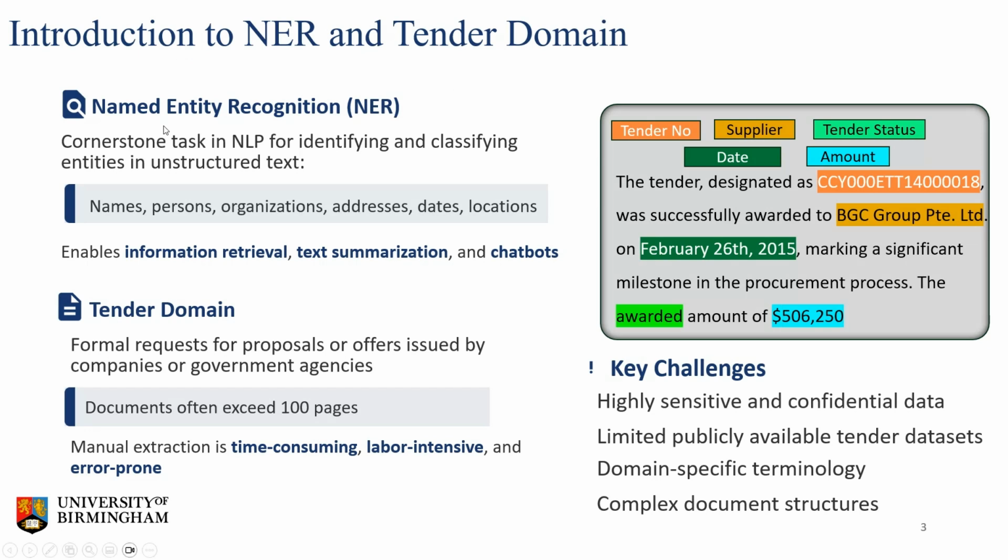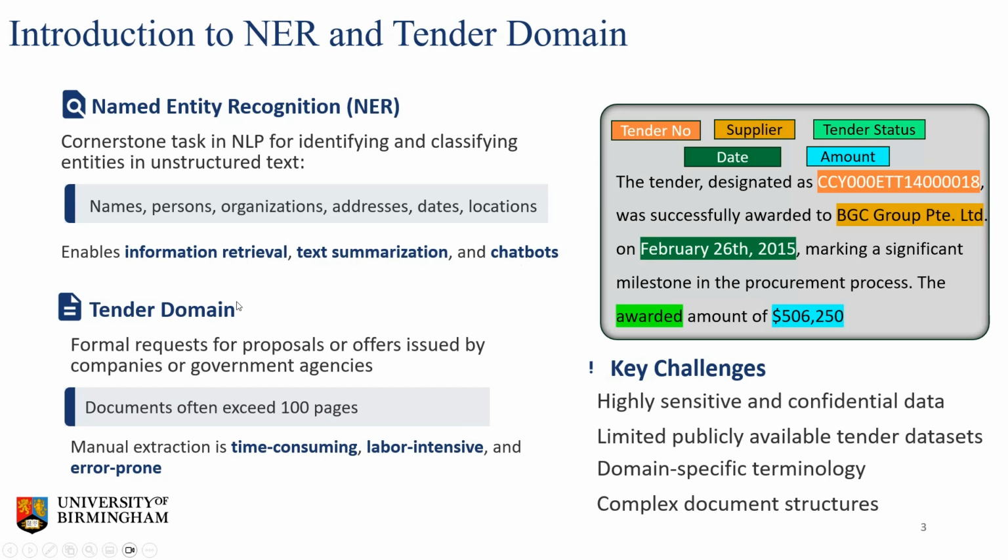So I want to introduce what is NER in the tender domain and what is the tender domain itself. So NER is a cornerstone task in natural language processing for identifying and classifying entities from unstructured text like names, person, organization, etc. So these entities are further used for information retrieval, text summarization, and chatbots.